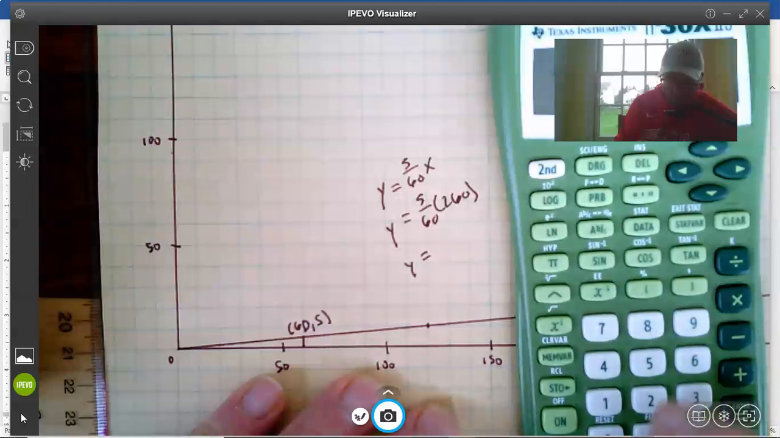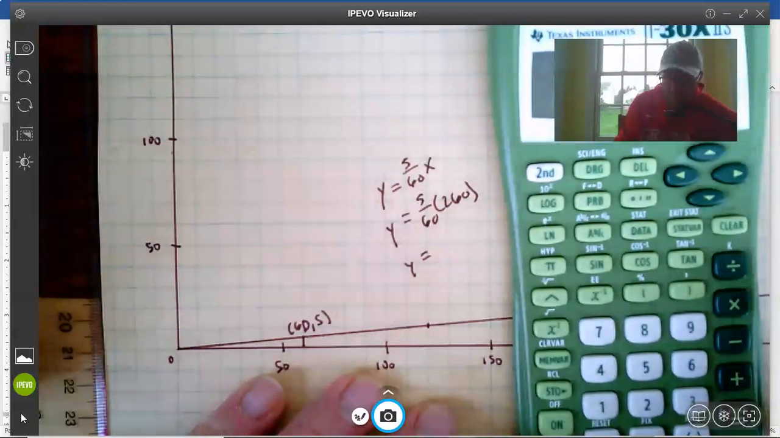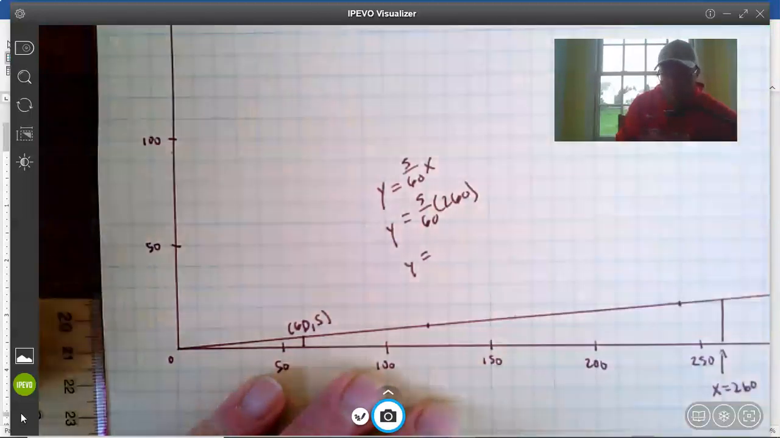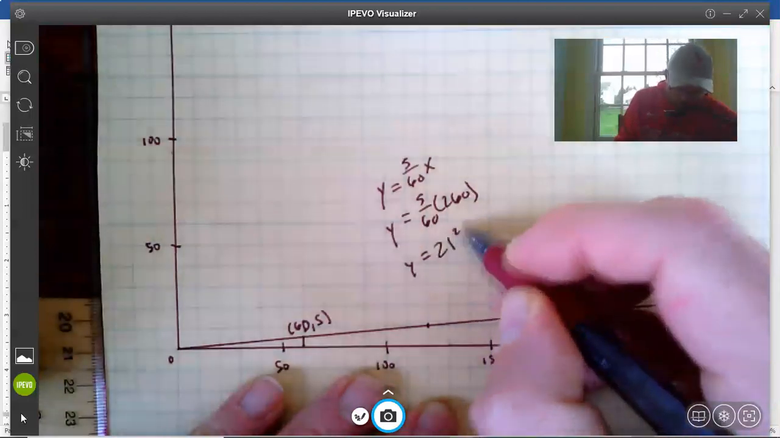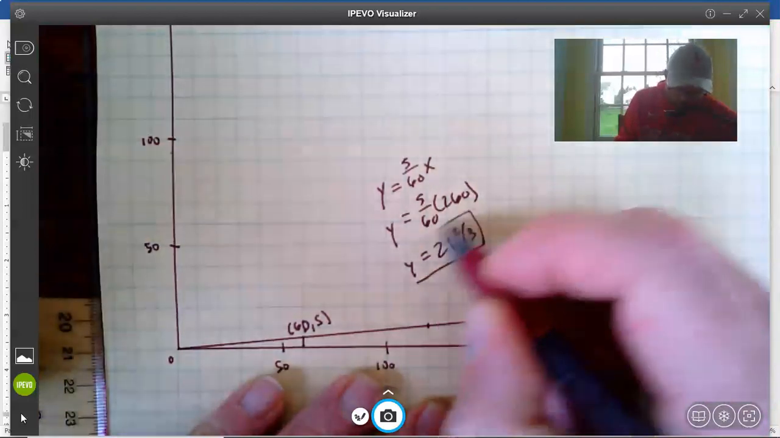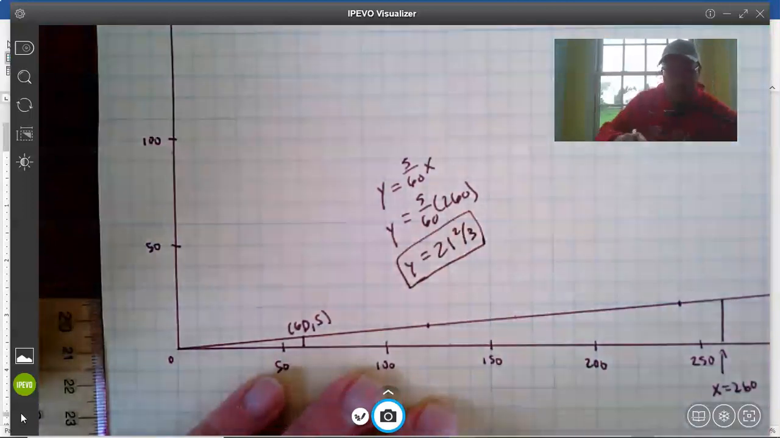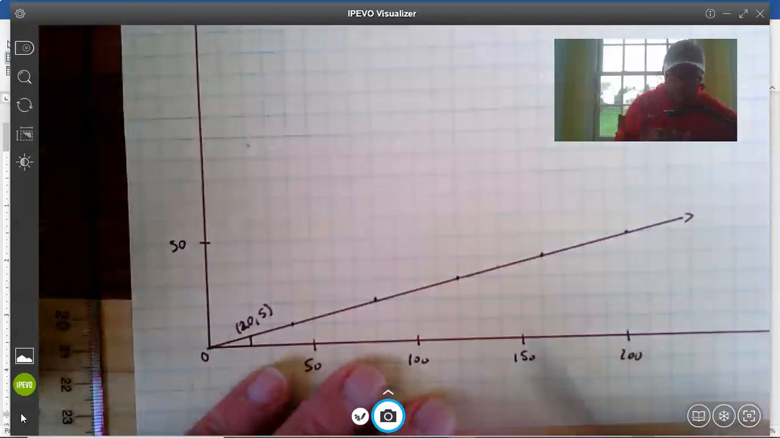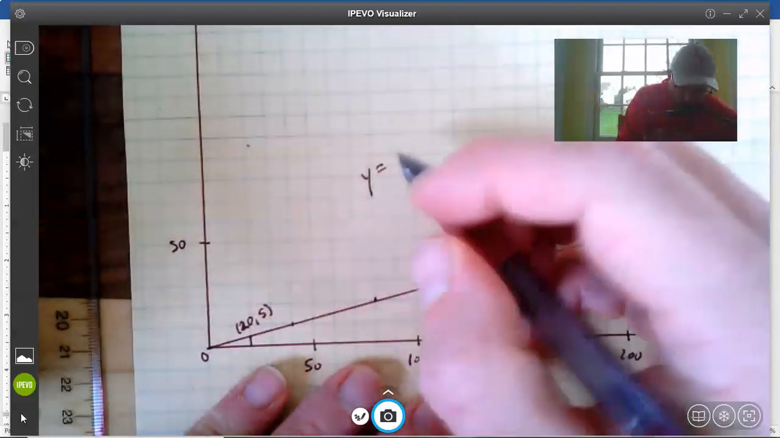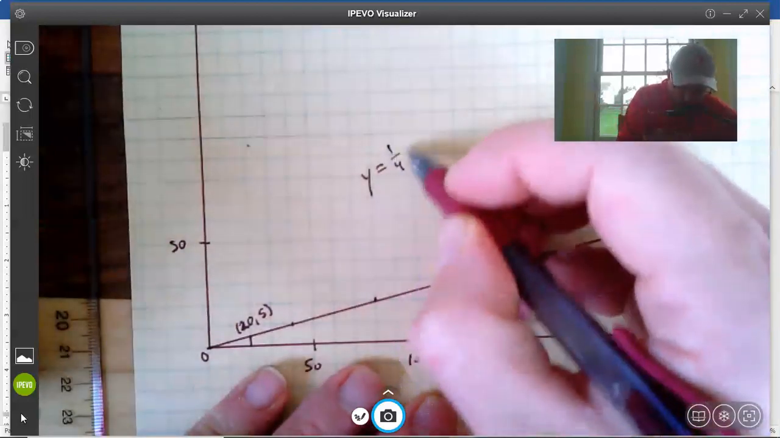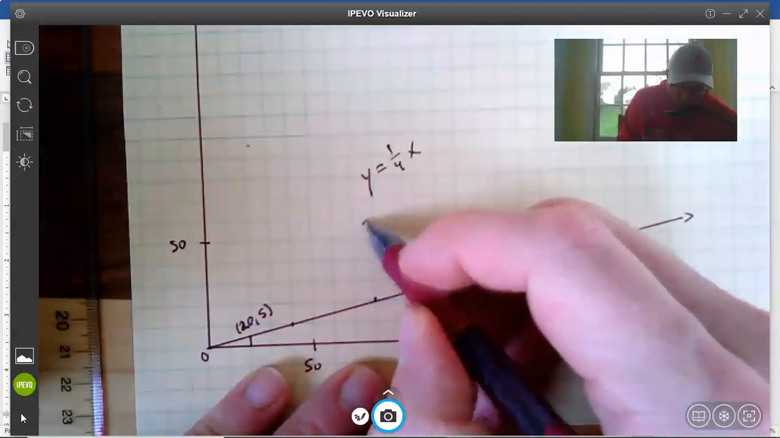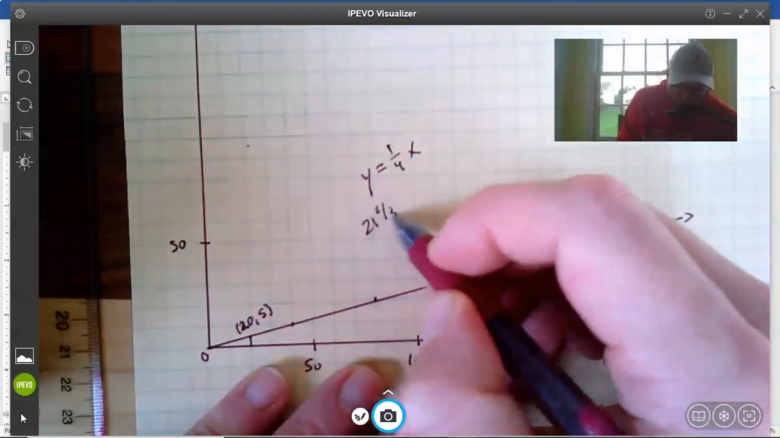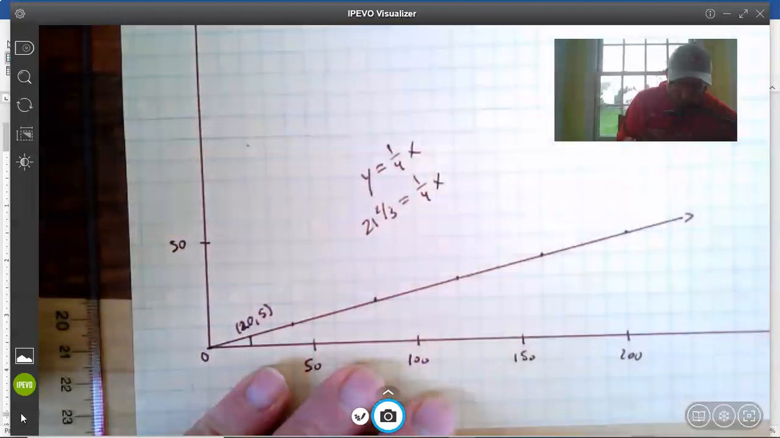Yeah, it is. Okay. 1/12 times 260 is 21 2/3, the height of the lamp post. And over here, this equation, y equals 1/4 x. We put in 21 2/3 equals 1/4 x.